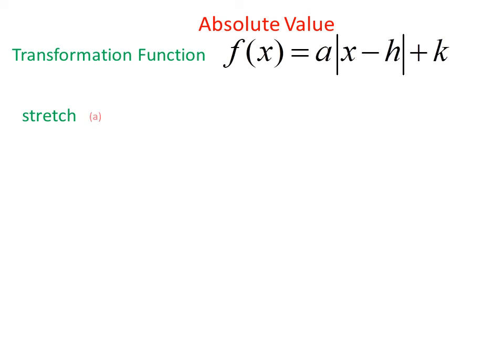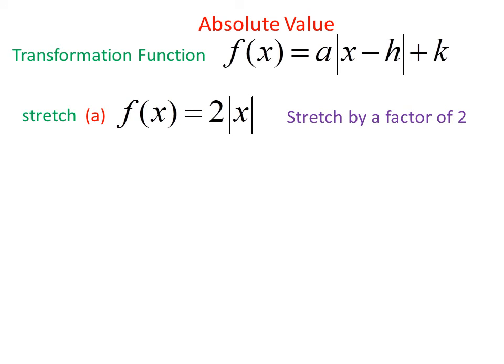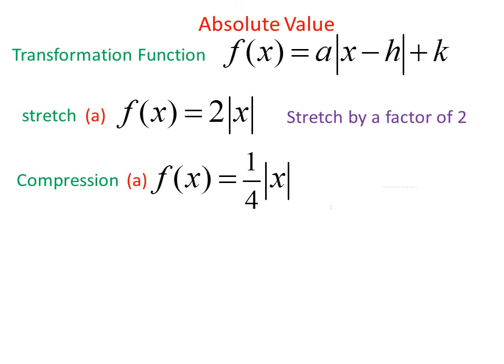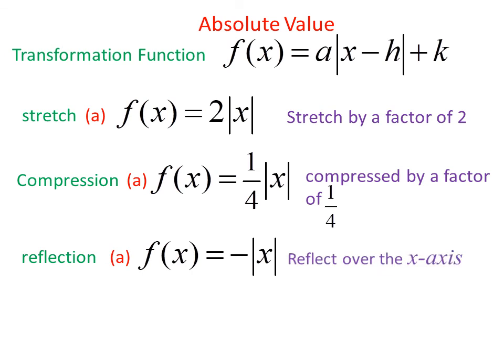And let's look again at what those a values can do to our absolute value. We can have a stretch by multiplying by 2. We can compress, for example by a factor of 1/4, taking every value and making it a quarter of that value. Or we can reflect it across the x-axis. But recall here that this negative is outside of our absolute value. We do not put that negative inside it. It's out in the front.